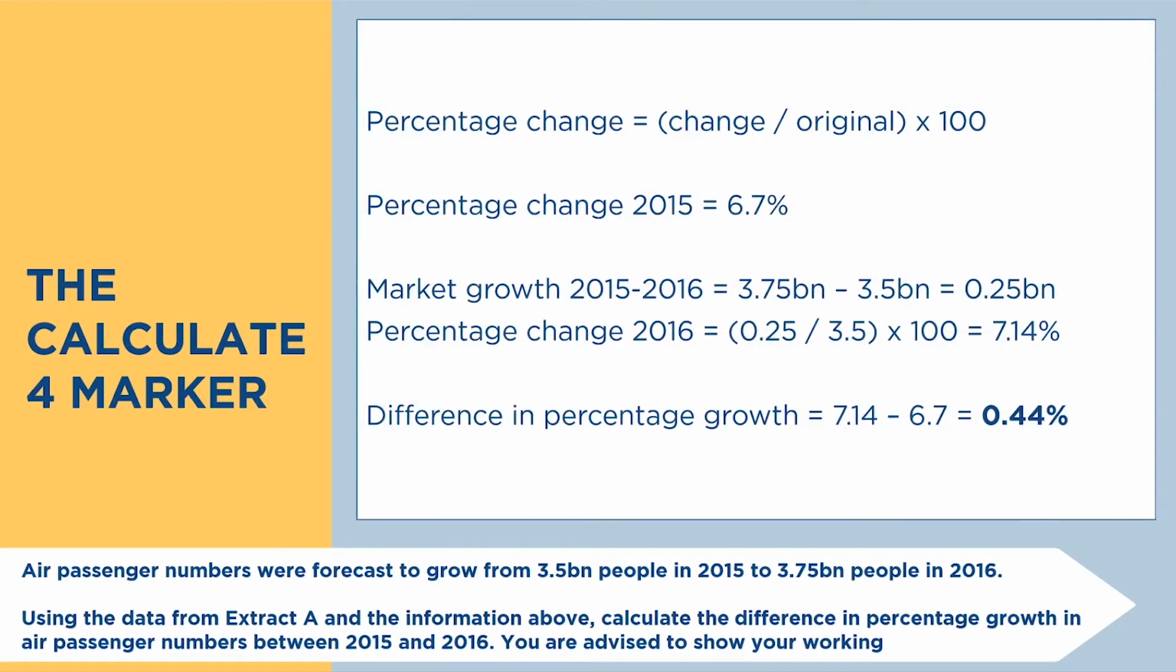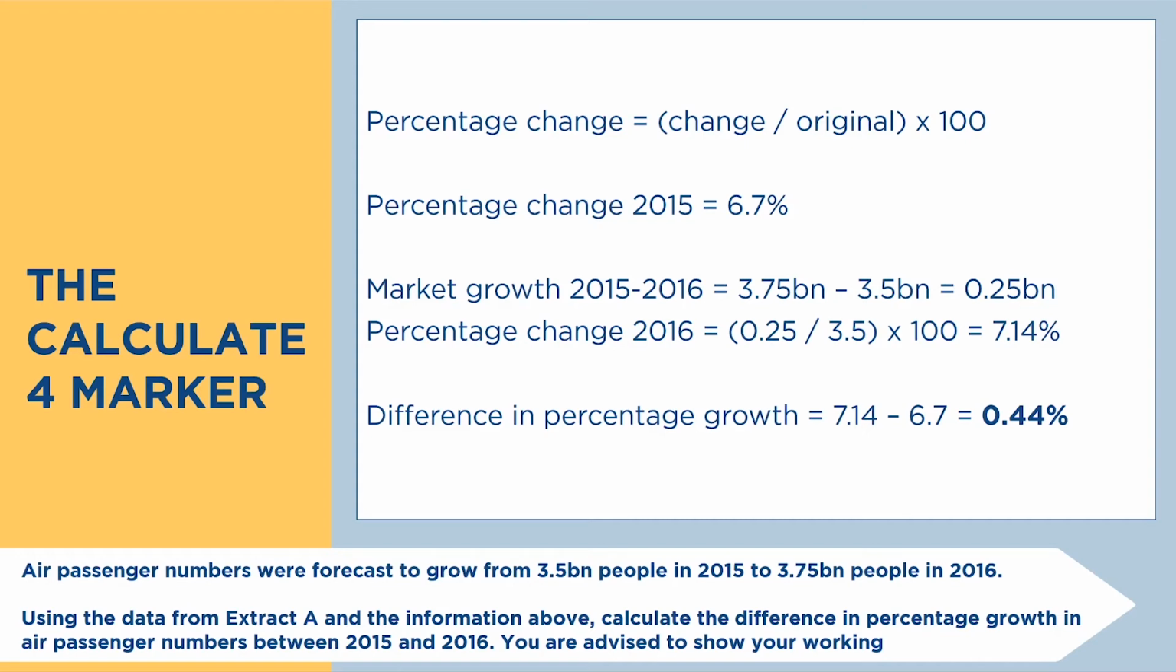First of all, I'm going to show my formula. Percentage change is change divided by original times 100. The percentage change for 2015 we can take from the graph in extract A, which is 6.7%. We need to figure out what the percentage change was in 2016. The top part of the question said that the market was forecast to grow from 3.5 billion people to 3.75 billion people. So we can infer that the market growth is going to be 0.25 billion.